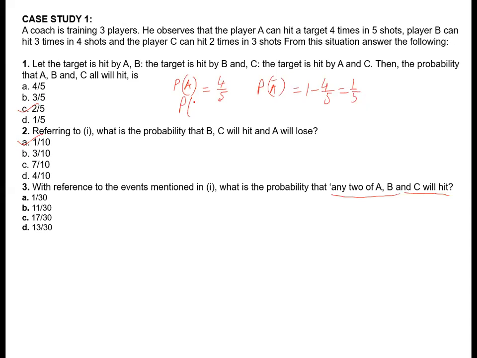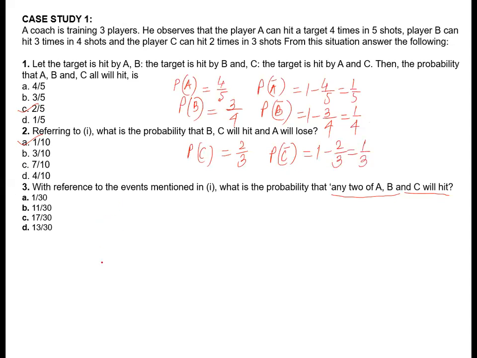Coming to P(B), P(B) was 3 by 4. So P(not B) is 1 minus 3 by 4, that will be 1 by 4. Then coming to P(C), P(C) was 2 by 3. So P(not C) is equal to 1 minus 2 by 3, that will be 1 by 3.